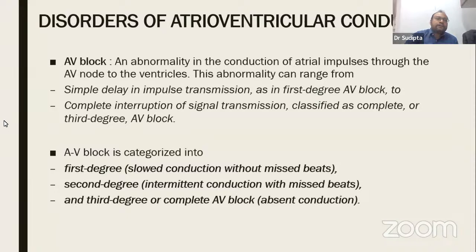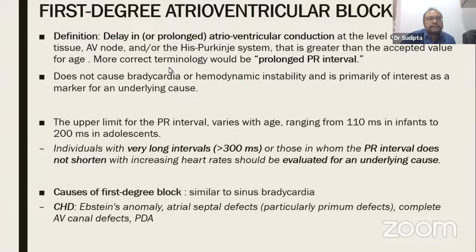Next are disorders of AV conduction, that is, AV block. It is categorized into first degree, second degree, and third degree or complete AV block. First degree AV block is defined as a delay in atrioventricular conduction, or more correctly, a prolonged PR interval. It usually does not cause any bradycardia or hemodynamic instability and has a benign course.